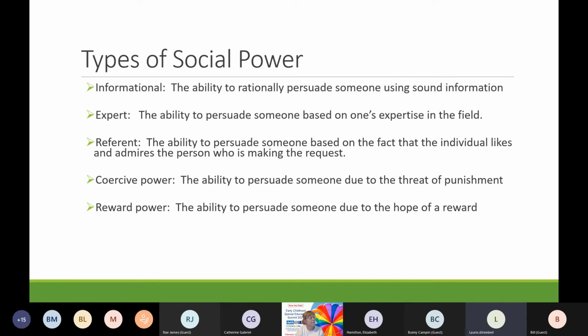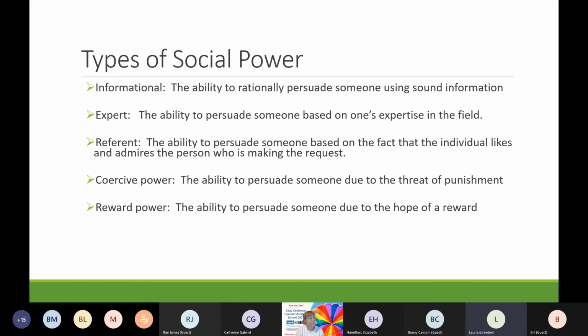The next type of social power is expert power, the ability to persuade someone based on one's expertise in the field. I'm more likely to listen to my medical doctor because I know that she has medical training and a lot of expertise in that field. So if I'm going to listen to anyone, I'm going to listen to her.